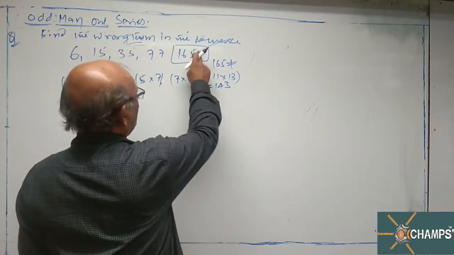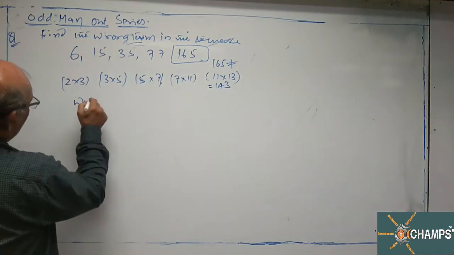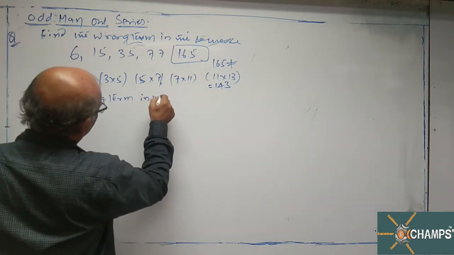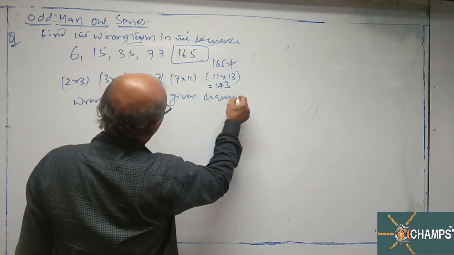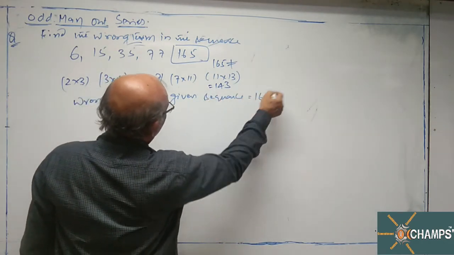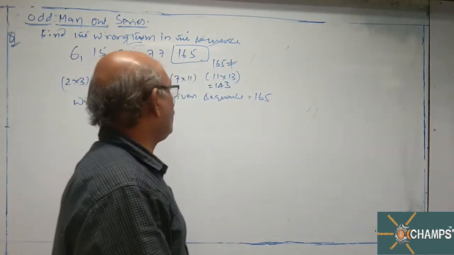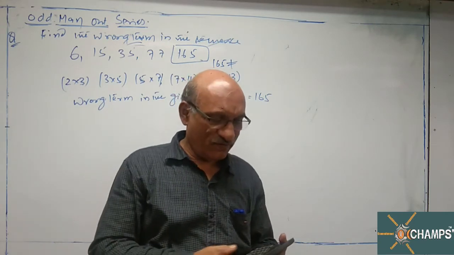This is 143, but what is this number? It is 165. Therefore, the wrong term in the given sequence is equal to 165. Instead of 165, sir, it should be 143. Okay, so the wrong term is equal to 165.